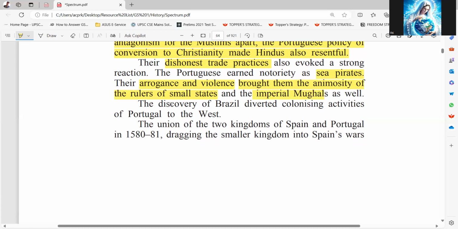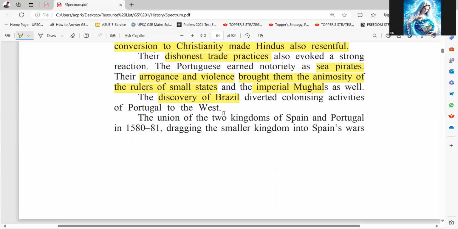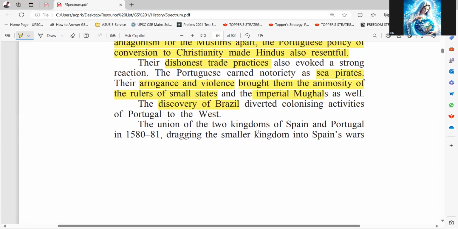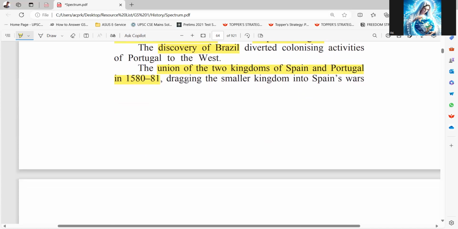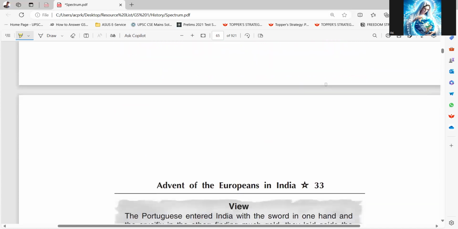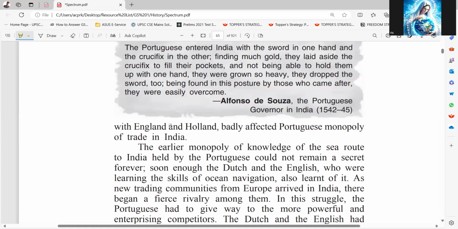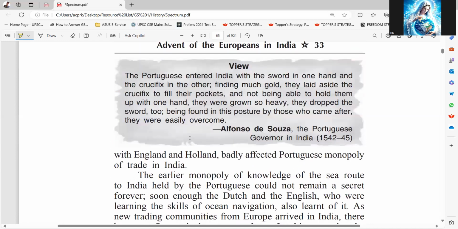The discovery of Brazil diverted colonizing activities of Portugal to the west. The union of the two kingdoms of Spain and Portugal in 1580 to 1581, dragging the smaller kingdom into Spain's wars with England and Holland, badly affected Portuguese monopoly of trade in India.